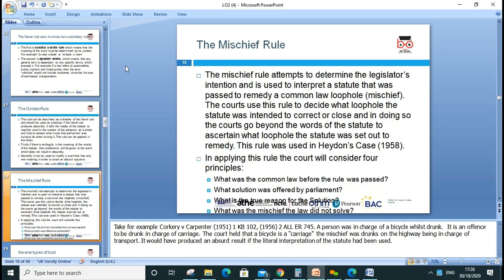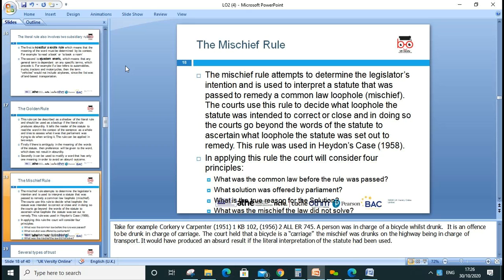Then we have the next rule, the mischief rule. It is an attempt to determine the legislator's intentions, why they said it at that time. Because if something was said in the past, it does not mean it will happen now. So it provides past remedies to common loopholes.